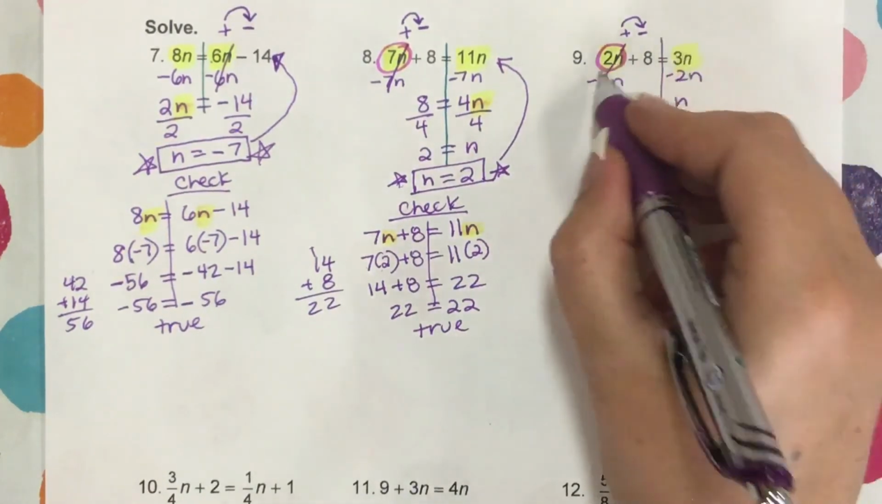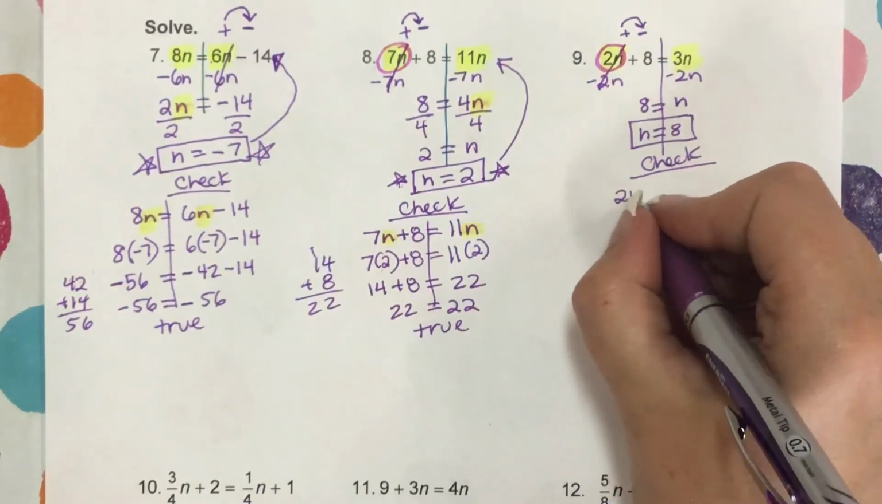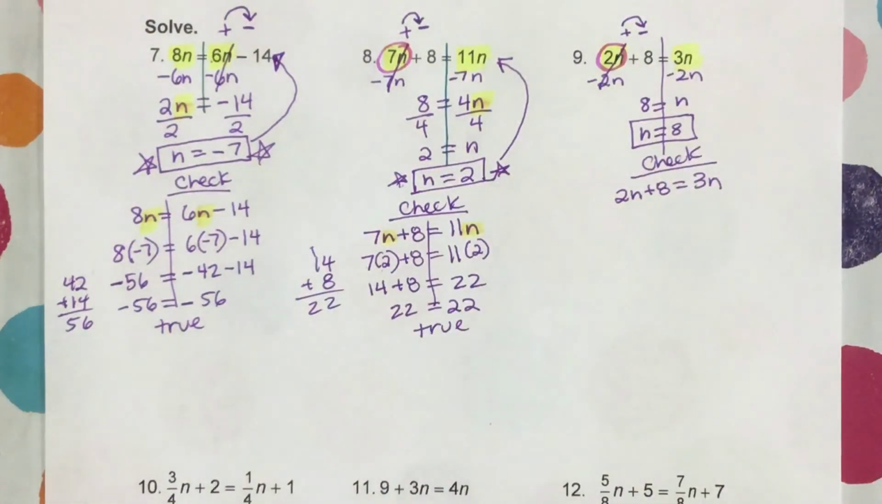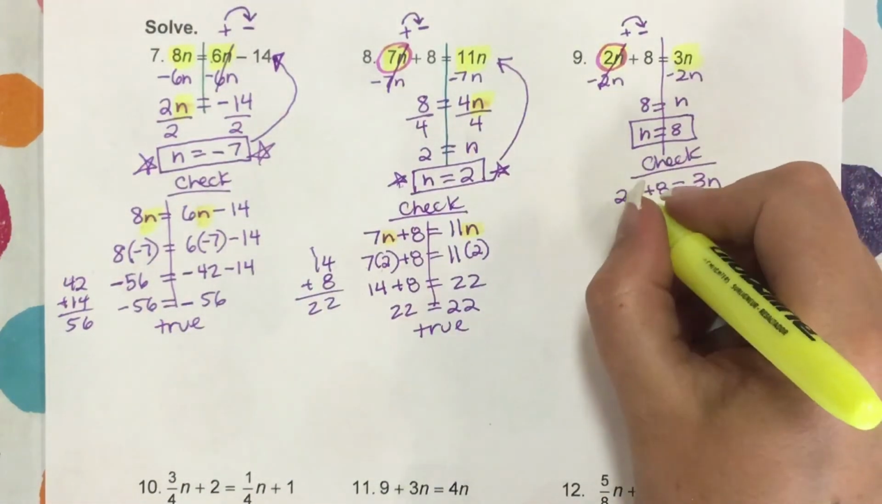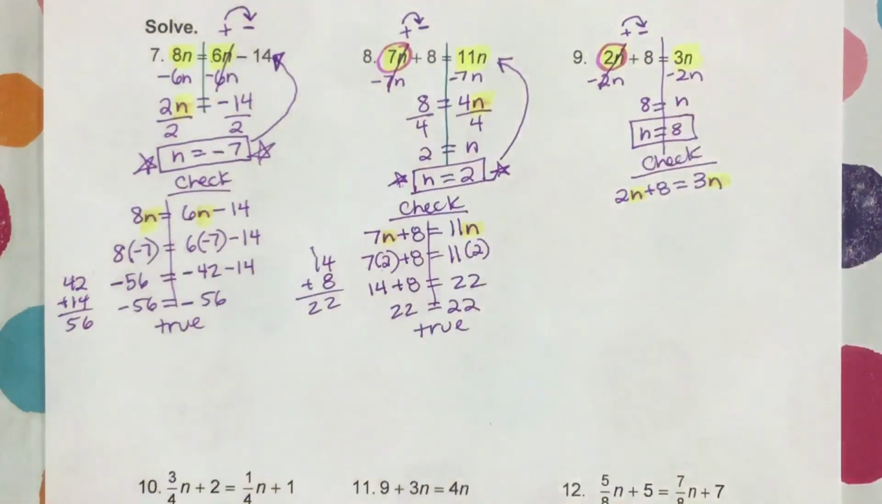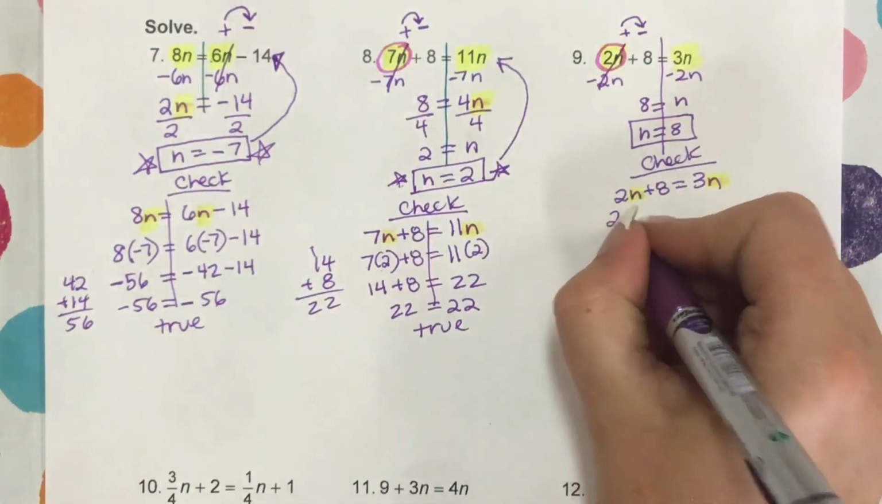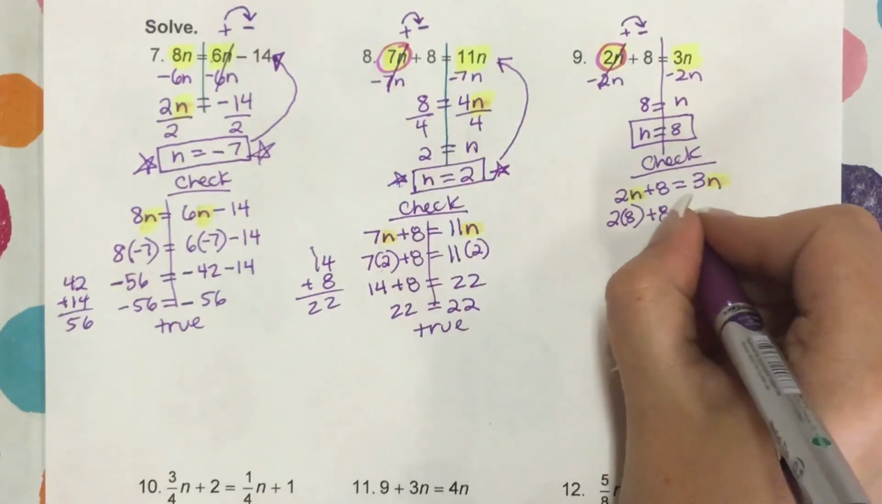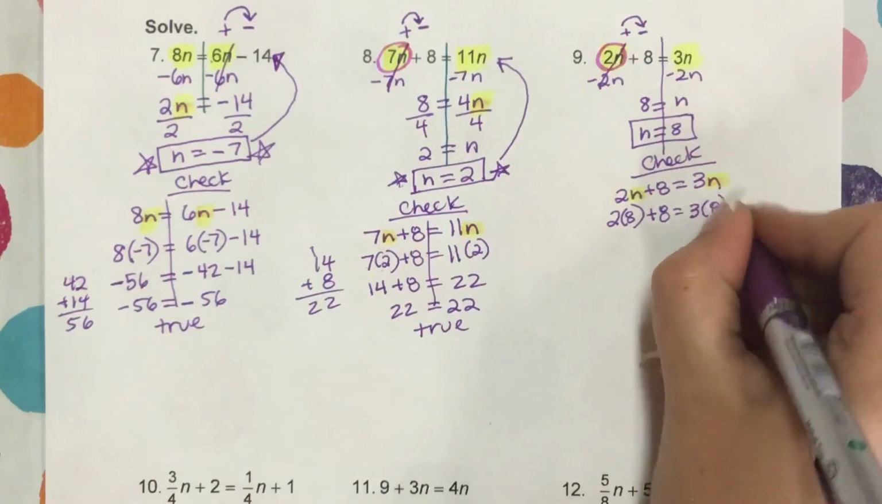So I'm writing the word check. I'm going to write my original equation: 2n plus 8 equals 3n. n is right here, and it's right here. So I'm going to have to substitute that 8 into 2 places in this equation. So it's going to be 2 times 8 plus 8 equals 3 times 8.